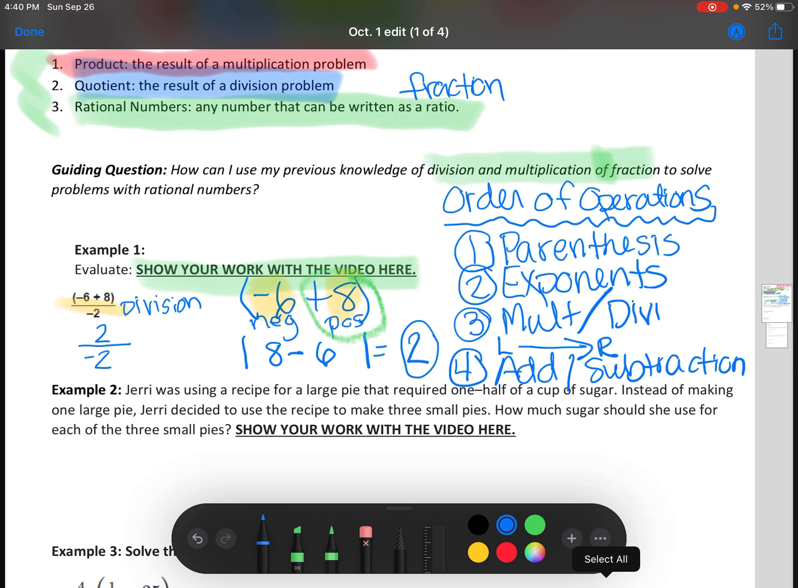So first thing I'm going to do is see what my signs are. Positive on top, negative on the bottom. A positive divided by a negative is a negative. You are right if you said negative. 2 divided by 2 is 1. So my answer should be -1.